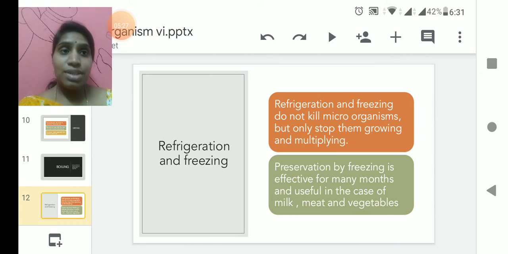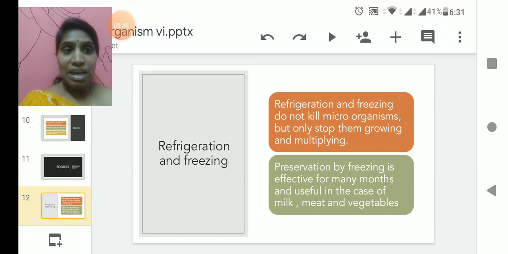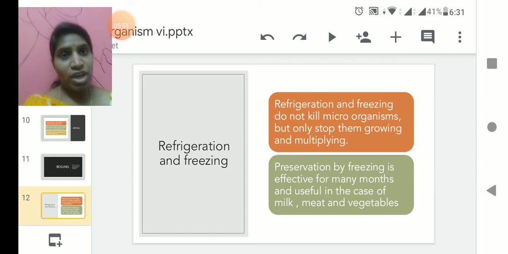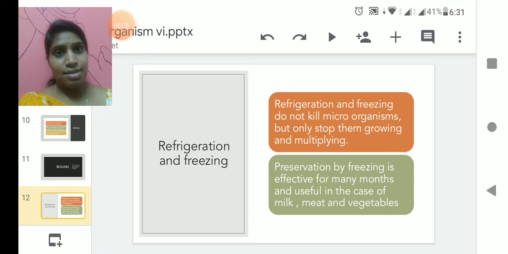Refrigeration and even freezing. Here, by refrigerating or by freezing, we can't kill the microorganisms. We can stop growing. We can stop multiplication of the microorganisms. Right? Preserving by freezing is effective for many months, children. Useful in the case of milk, meat, vegetables, we can easily preserve by freezing so that the microorganisms will not grow on that vegetables or any of the food material.